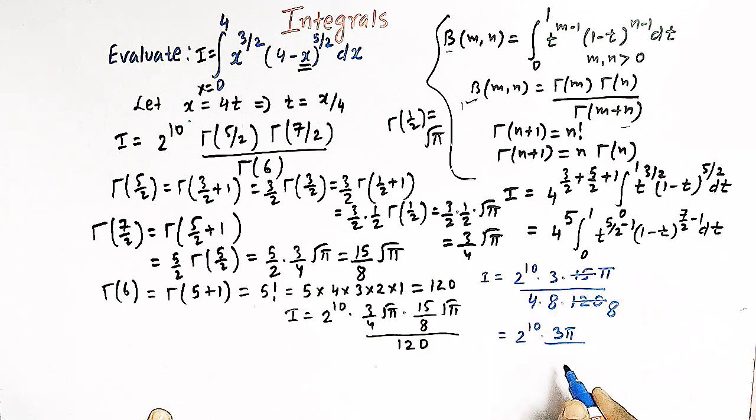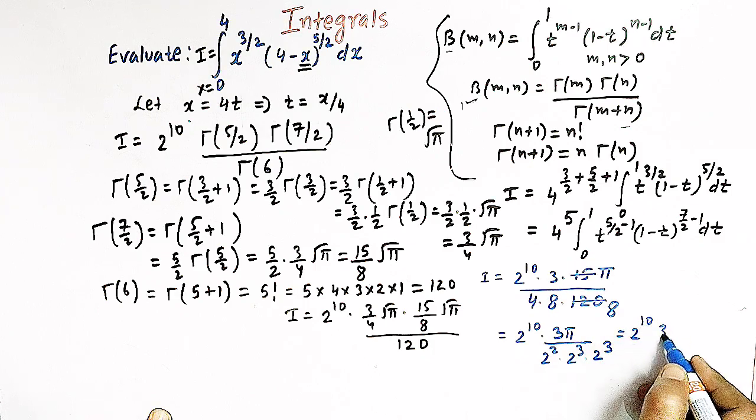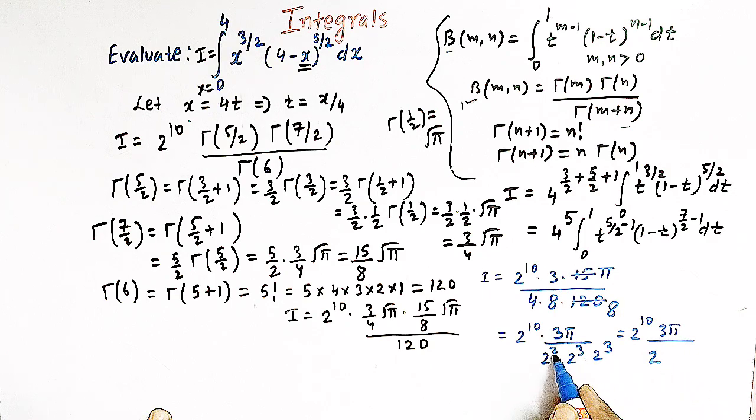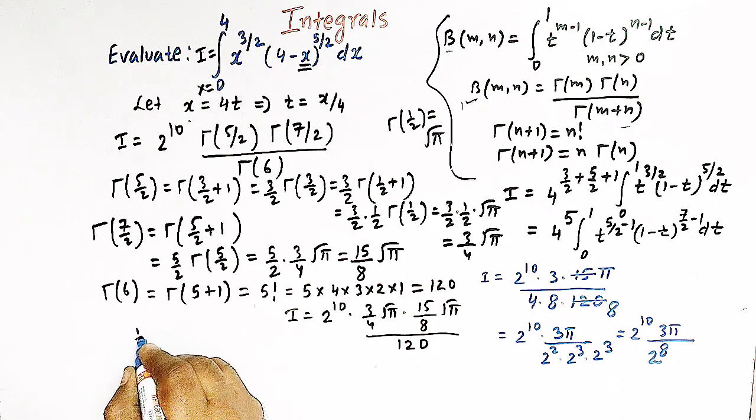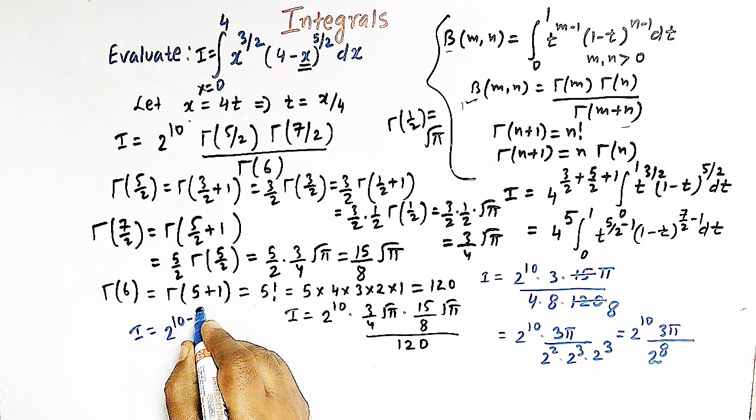So 4 can be written as 2 square, then 8 is 2 cube, then 8 is again 2 cube. So we can now write 2 raised to 10. Here we have 3 pi divided by 2 raised to, again applying the laws of exponents, 3 plus 3 is 6, 6 plus 2 is 8. Right? So now the value of the integral I is 2 raised to 10 minus 8.